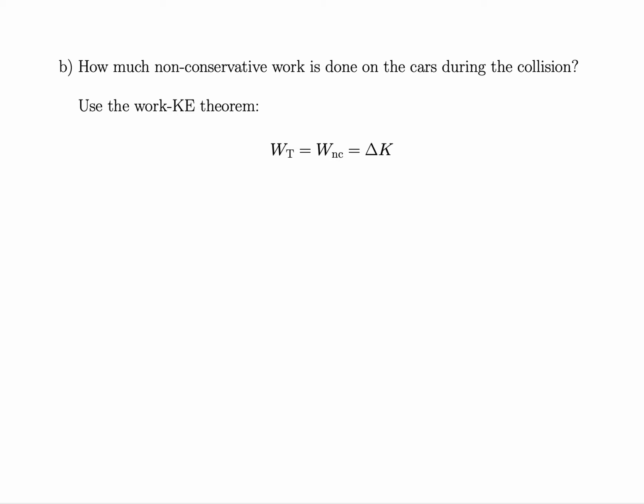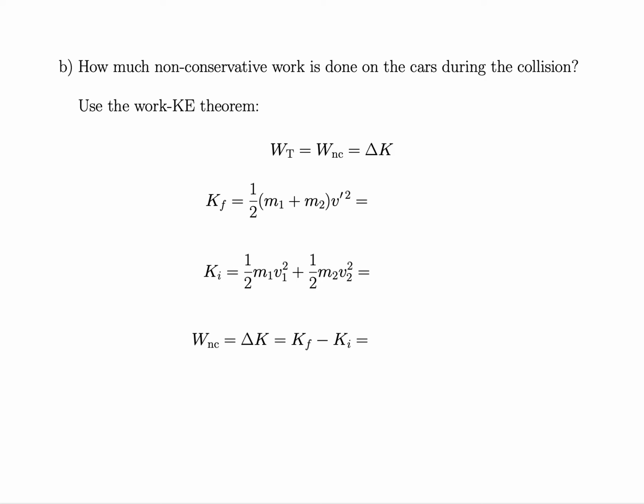So here the total work done is just the non-conservative work. It's the change in kinetic energy, so it should be pretty simple to step through this. You need to subtract. The change in kinetic energy is the final minus the initial. And here are expressions for the final kinetic energy and the initial kinetic energy. The final kinetic energy, you use the formula 1/2 mv squared, but the mass is the sum of the two masses, and the v is the speed that they're moving with after the collision, which we now know.